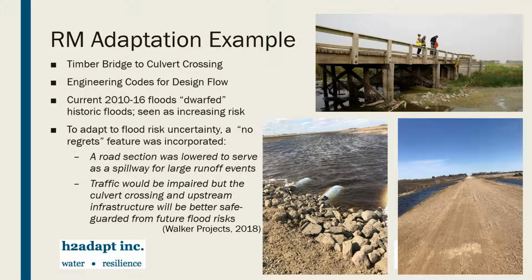This simple rural municipality example depicts how adaptation was incorporated in replacing an old timber bridge with large diameter culverts. The crossing was designed in accordance with standard engineering codes. However, the owner and designer recognized that the recent extreme wet years and future climate change trends posed additional risks. A section of the rural road was lowered some distance from the crossing to allow high runoff events to flow over the road. The cost for this road spillway feature was nominal. If or when flooded, the lowered road will impair traffic, but it will offer additional protection from flood risks to the culvert crossing and the upstream infrastructure.